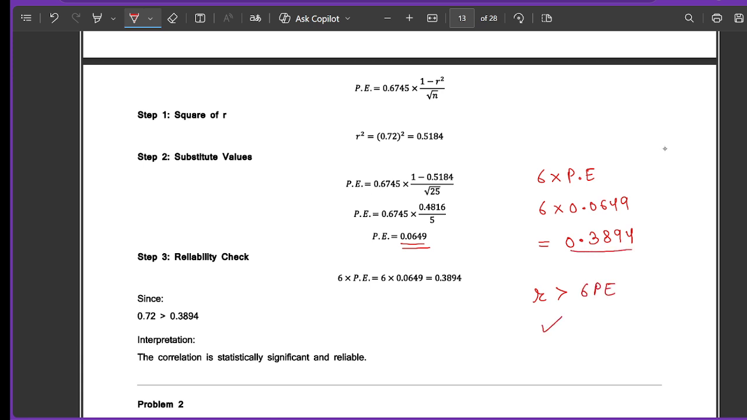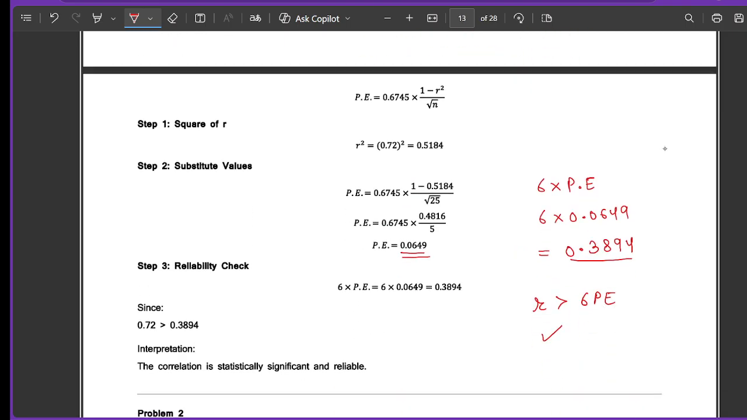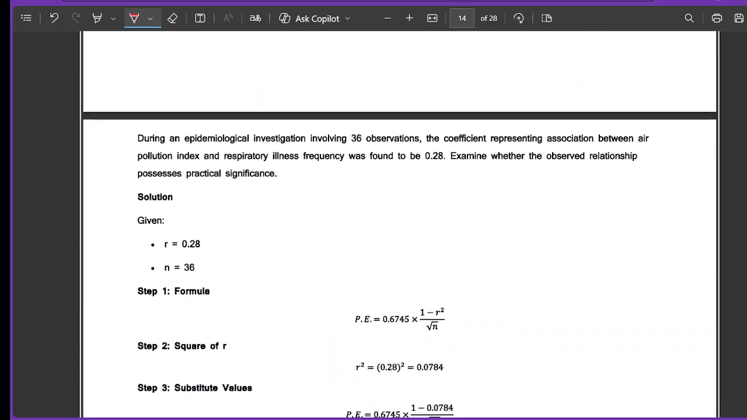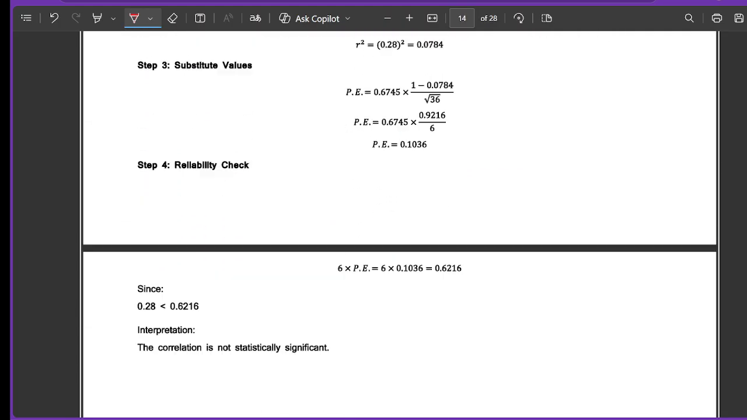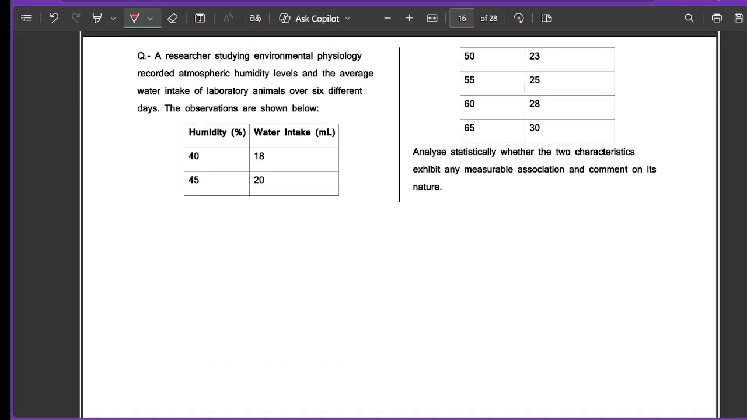Let's see, the correlation coefficient was 0.72, and obviously 0.72 is greater than 0.38. So we say that there is a correlation between x and y, and that the correlation is statistically significant as well as reliable. In a very similar way, you can do this question also. Now there are two important questions which we can solve right now.